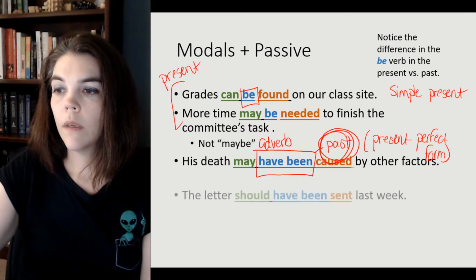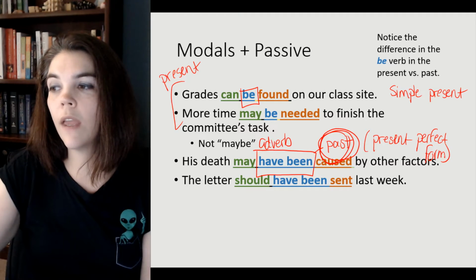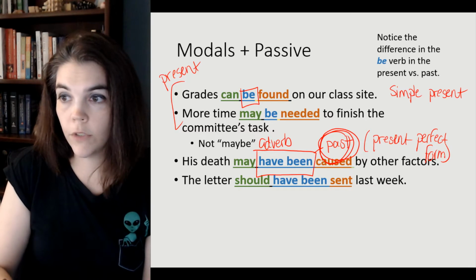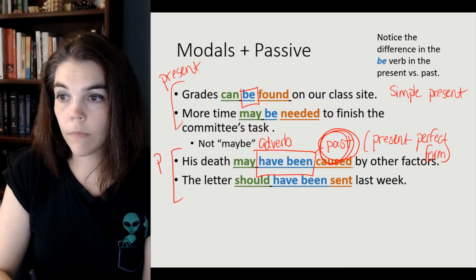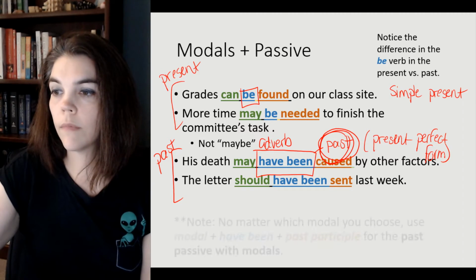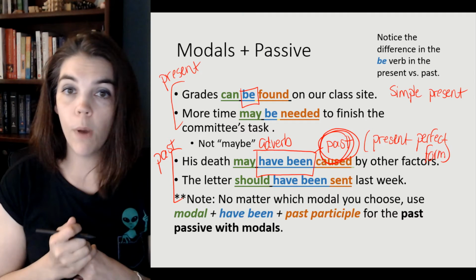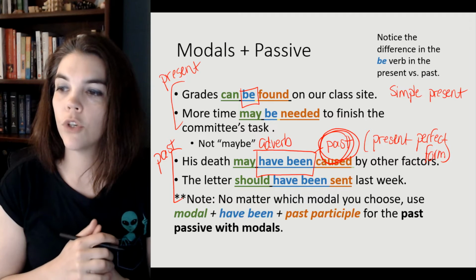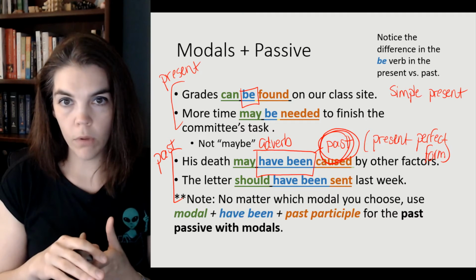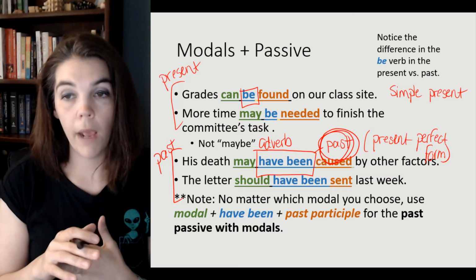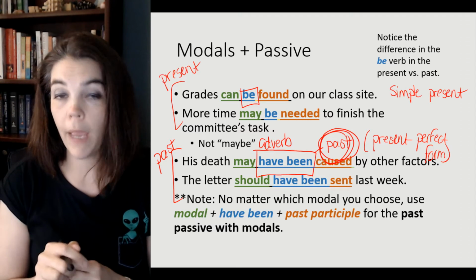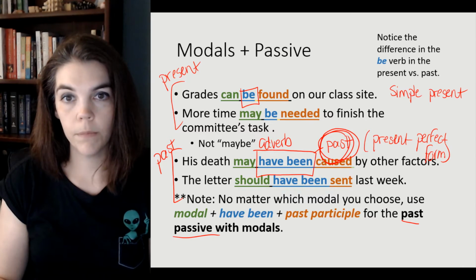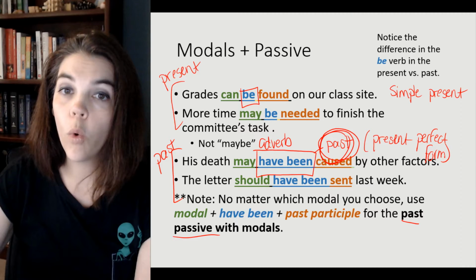Okay. The letter should have been sent last week. Okay. Still, both of these are just past. All right, so no matter which modal you choose, and there are a lot of them, we'll have videos about that in the future, use your modal, have been, and past participle for the past passive. That's specifically for past passive, okay? But again, only when you have a modal.